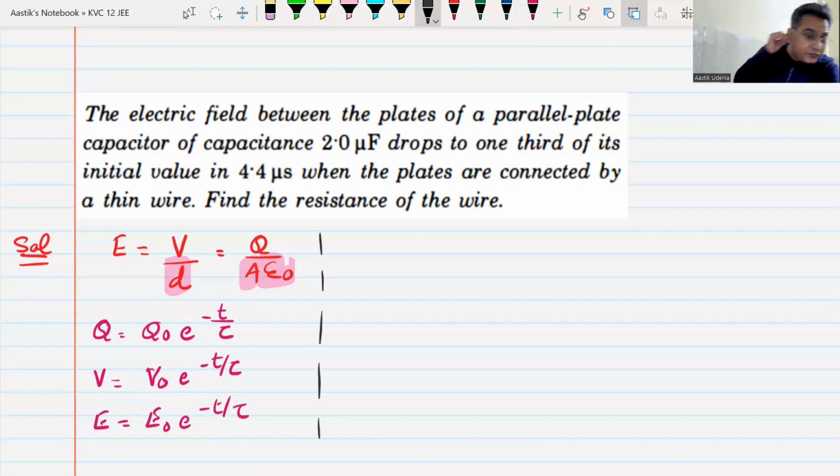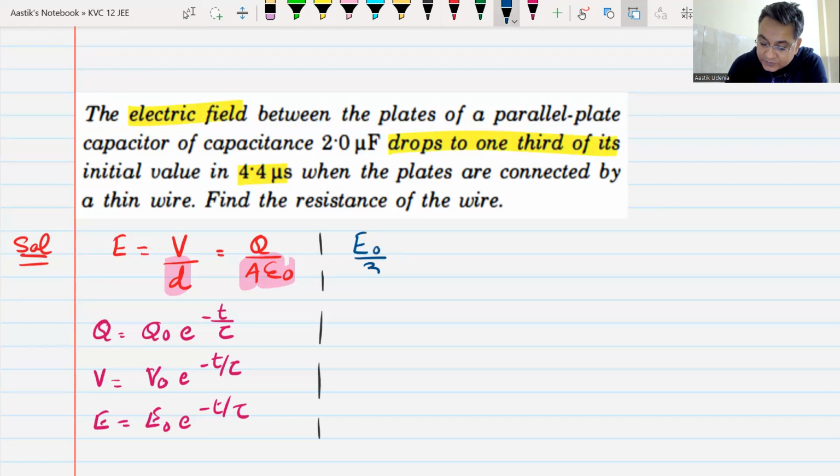Now at time 4.5 microseconds, the electric field drops to 1/3. The electric field dropped to 1/3 of its original value, so it becomes E naught by 3. E naught by 3 is equal to E naught into e to the power minus t by tau. E naught goes away. And I take log on both sides.